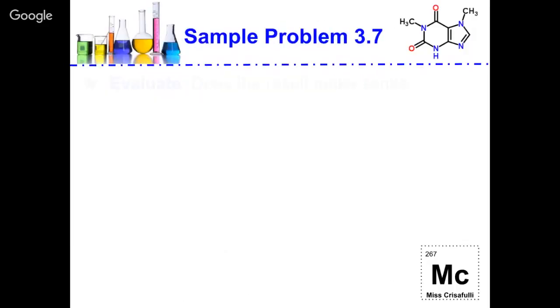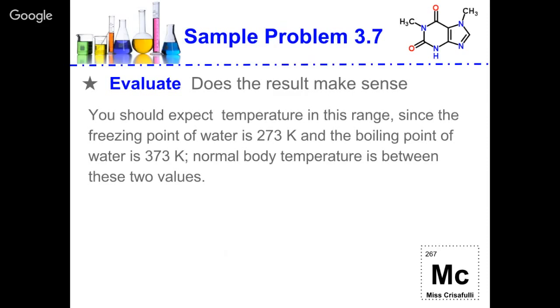Now, does that make sense? It should, because you should expect this temperature range, since the freezing point of water is 273 Kelvin and the boiling point is 373 Kelvin. So body temperature should be in between these two values, which it is, 310.